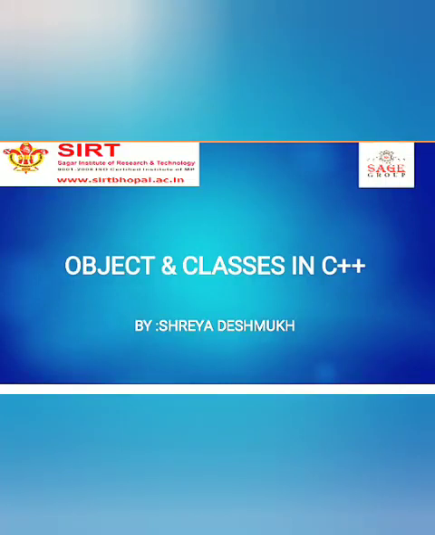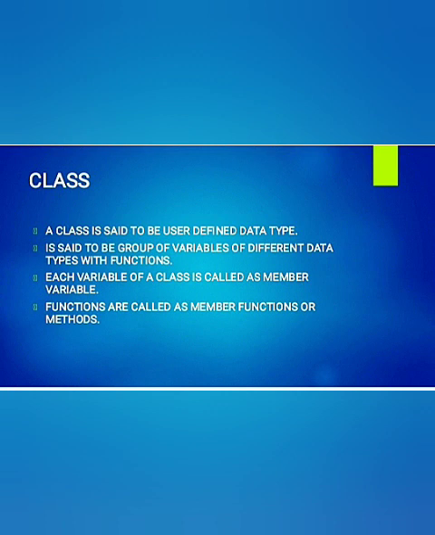Good morning, students. Today we'll be seeing about objects in classes in C++. A class is a user-defined data type, a group of variables of different data types with functions. Each variable of a class is said to be a member variable, while functions are said to be member functions or methods. We can say a class consists of a group of objects.